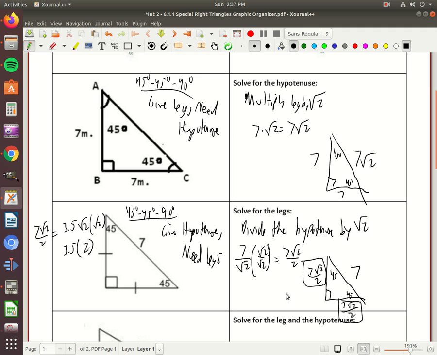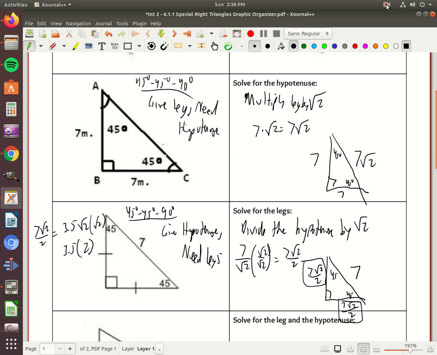I know that's a little bit kind of confusing. That's why I'm giving you guys this graphic organizer. So you can say, hey, they gave me a hypotenuse, so what do I do? I divide by the square root of 2, and then I get my leg. Hey, they gave me a leg, I need the hypotenuse, what do I do? I multiply by the square root of 2. Hopefully you can see why I'm giving you this, and it's one of those things where the more practice you get, the easier it'll get for you, and you probably won't even need this after a while.